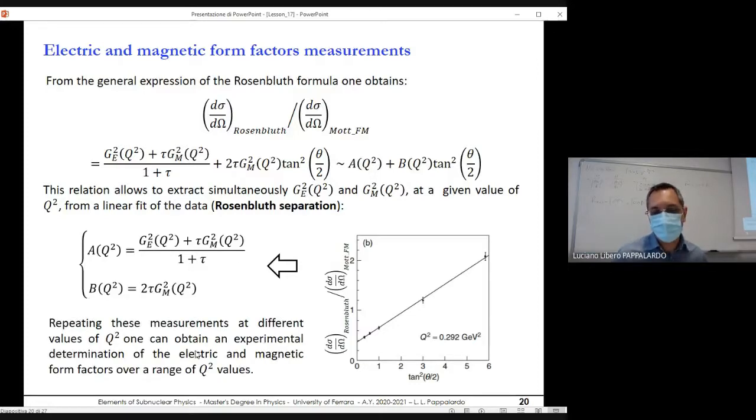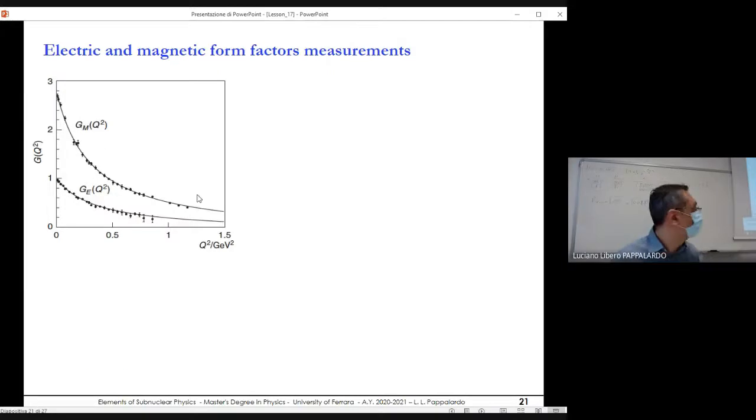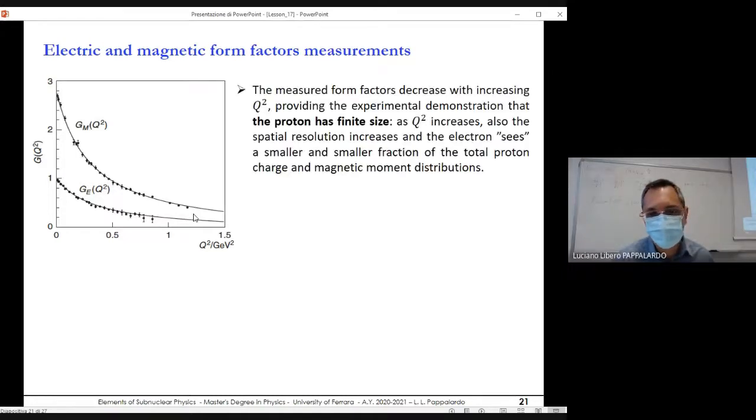This was done for a specific value of Q square, then you repeat for different values of Q square, and so now you have your form factor as a function of Q square. And they look like this. So you see here the magnetic form factor and the electric form factor as a function of Q square. And the points are, of course, experimental data, obtained in this way through the Rosenbluth separation formula. So what can we learn from these distributions?